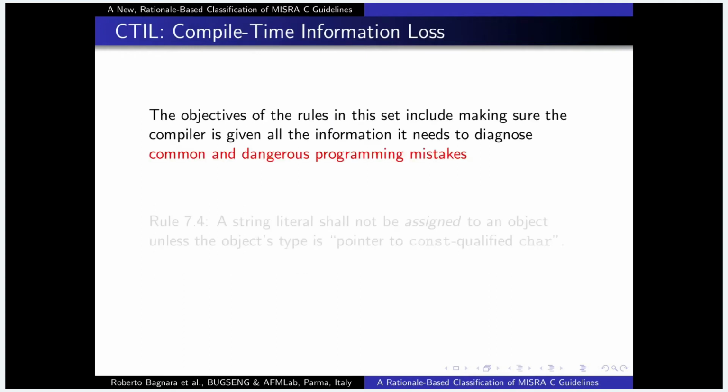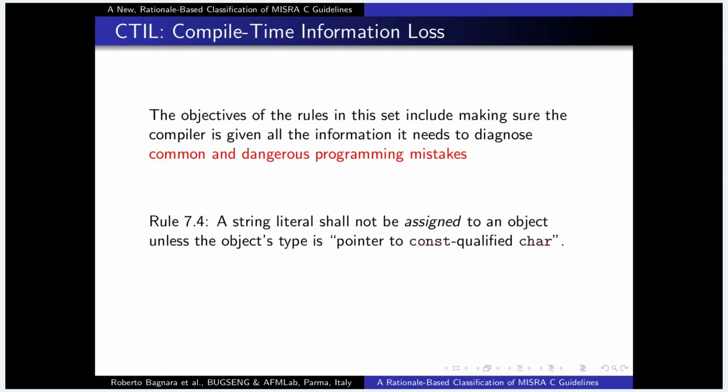Compile time information loss. The rules in this set have as their rationale the fact that you should give the compiler the possibility of rejecting your code, or of warning about suspicious conditions in your code.